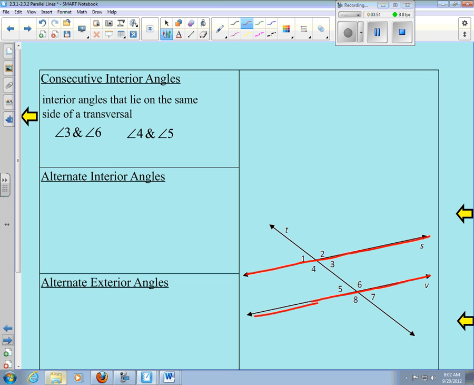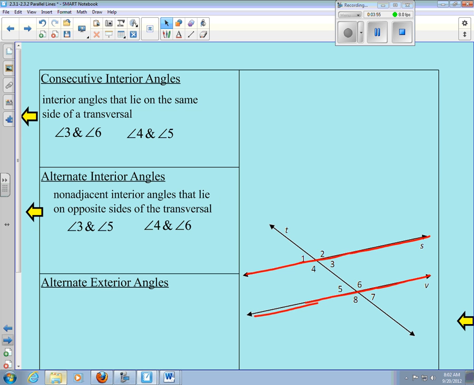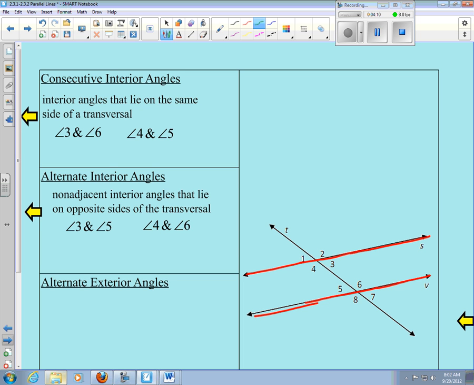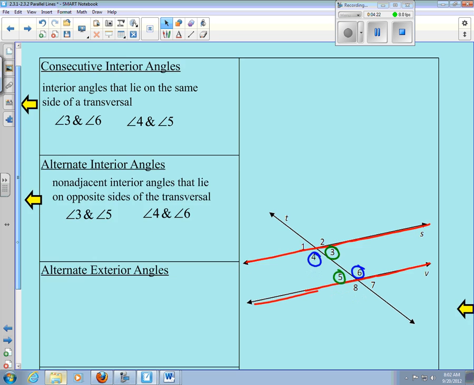Next we have alternate interior angles. Alternate interior angles are non-adjacent interior angles that lie on opposite sides of the transversal. So non-adjacent, remember, adjacent is right next to each other, similar to consecutive. And so non-adjacent are going to be on opposite sides of our transversal, such as 3 and 5, and 4 and 6. And those are also on the inside of our parallel lines, so those are interior angles.